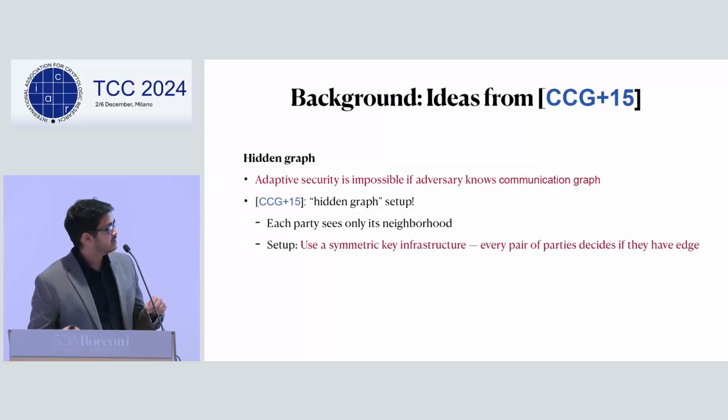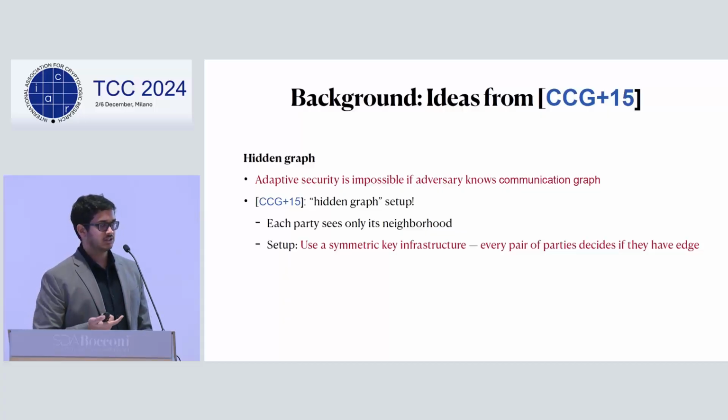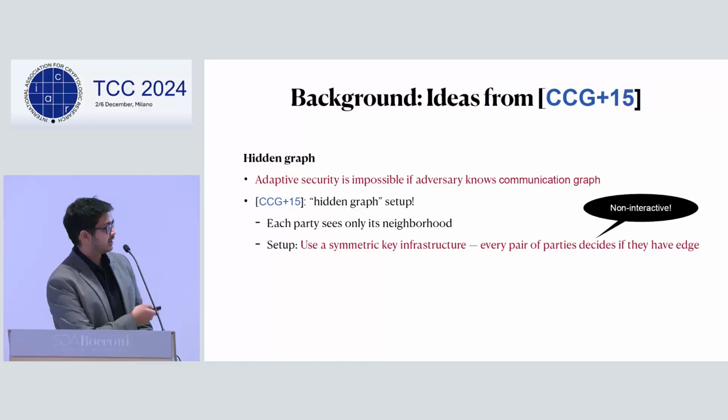And how do we set this up? We just use a symmetric key infrastructure, and we let every pair of parties use their shared secret to non-interactively decide if they have an edge between them.